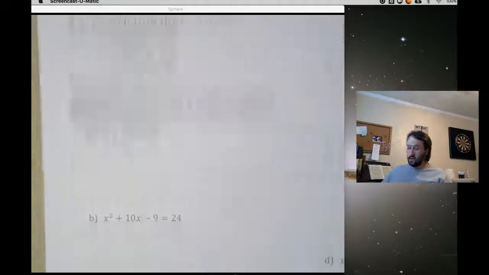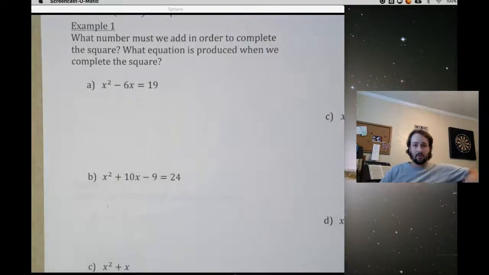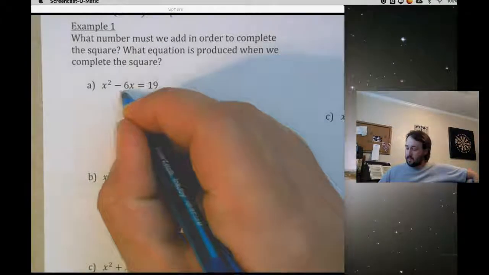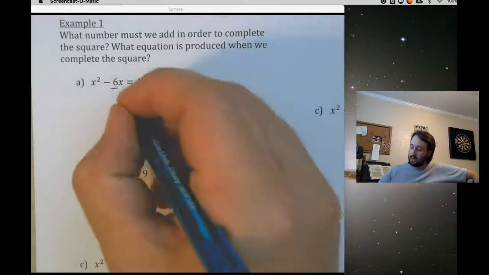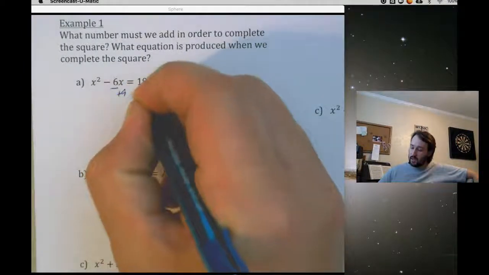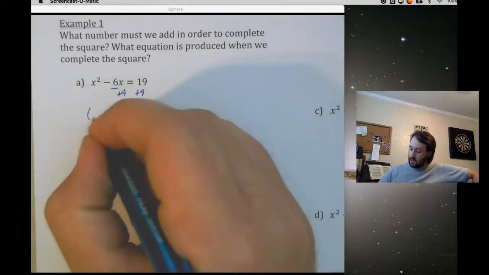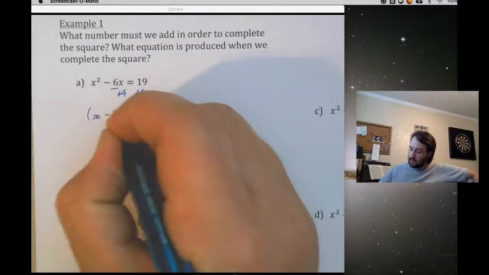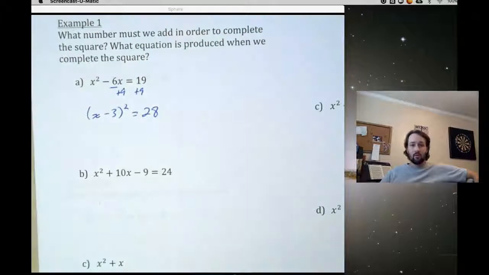So in this first example, it's just going to be what number must we add in order to complete the square, and what equation is produced when we complete the square. All right, so here, half of this number is 3, and if I square it, it would be 9. So I want to add 9 to both sides of the equation. That's the number that we would add, so that it would become (x - 3) squared equals 28. That would be the equation that we produce when we complete the square.